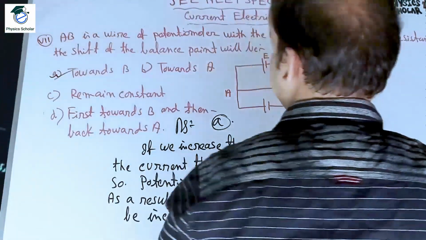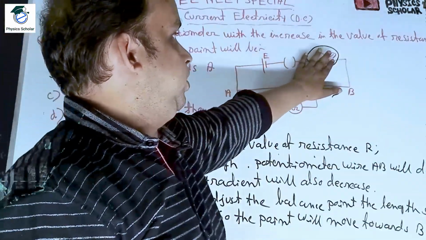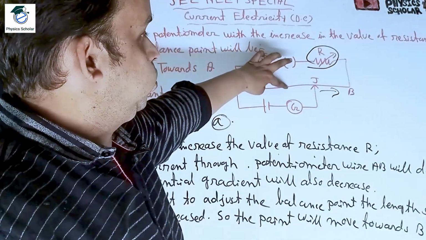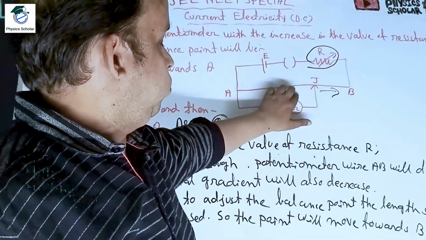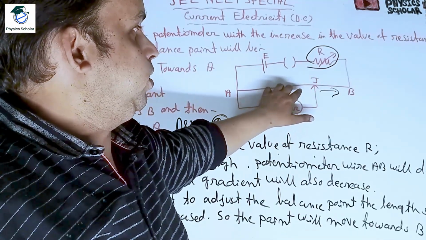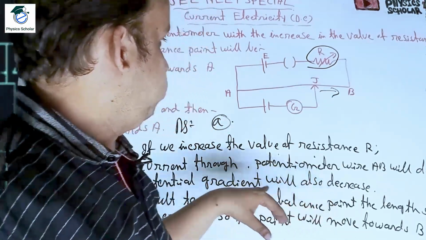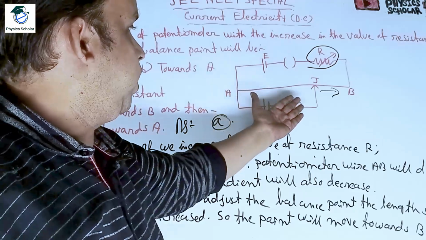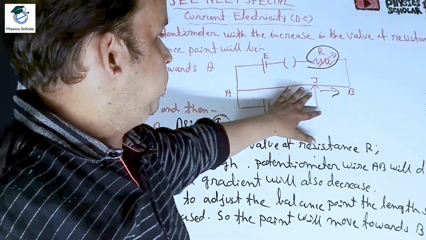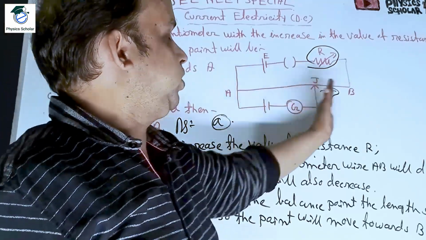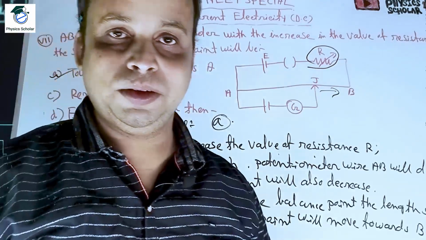So what is actually happening here? If the resistance is increased, then the current through the potentiometer wire will decrease. Obviously, if the resistance increases, then current will decrease. If the current is decreased, the potential gradient will also decrease. Now to adjust the null point, the length should be increased. How can the length be increased? By shifting it towards B. So it will move towards the point B.